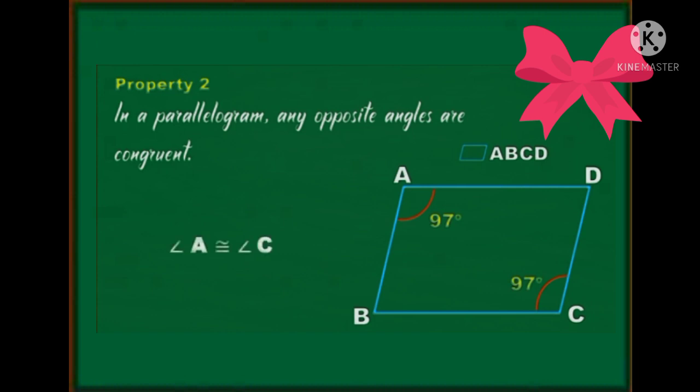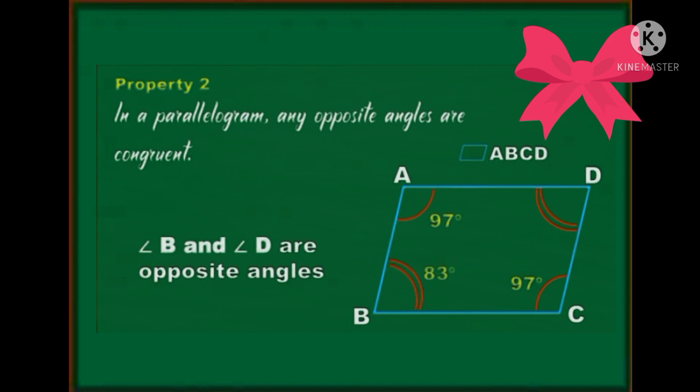If angle B and angle D are opposite angles, and the measure of angle B is 83 degrees, what do you think is the measure of angle D? Yes, you're right. It's 83 degrees. Therefore, angle B and angle D are congruent.